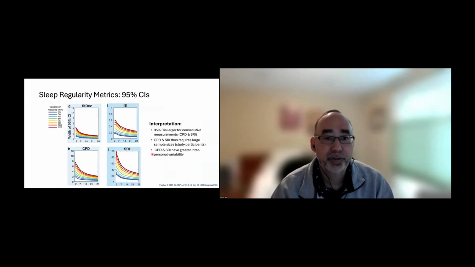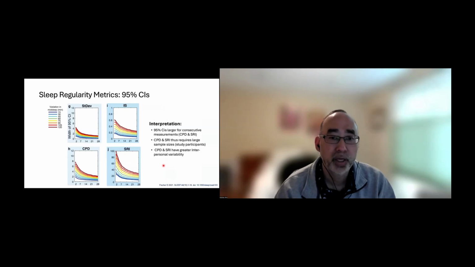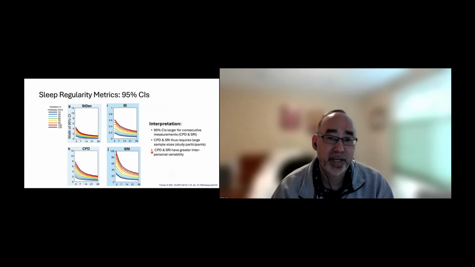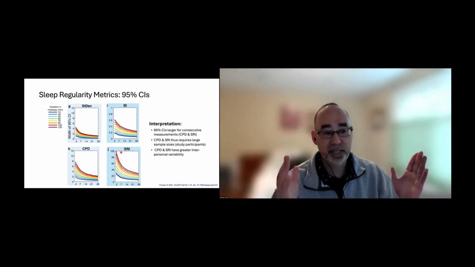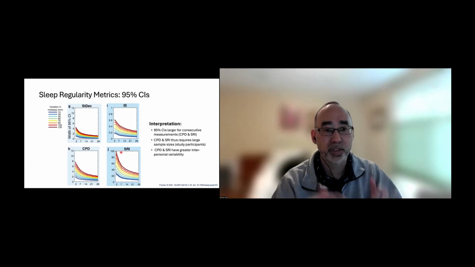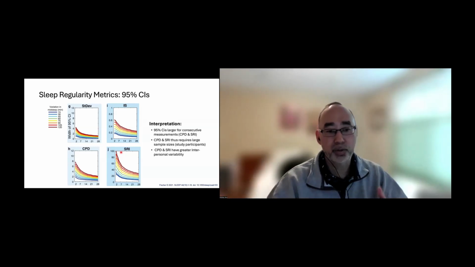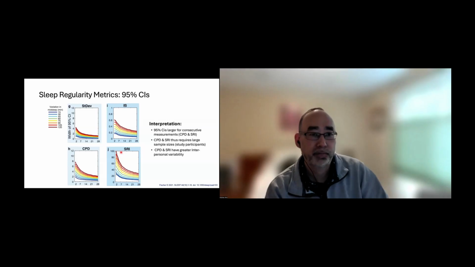The other thing that she found out, though, is that in terms of the 95% confidence interval, for whatever reason, SRI and CPD had larger confidence intervals. And what she reported was that while it was stable within an individual, it tended to be a lot more variable across individuals. So I would guess that at least there's a greater interpersonal variability that you need to consider. So if you are going to incorporate SRI, 7 days are going to be sufficient, but you will probably need a larger sample size to account for the interpersonal variability.